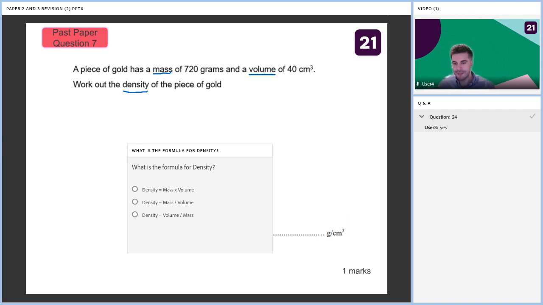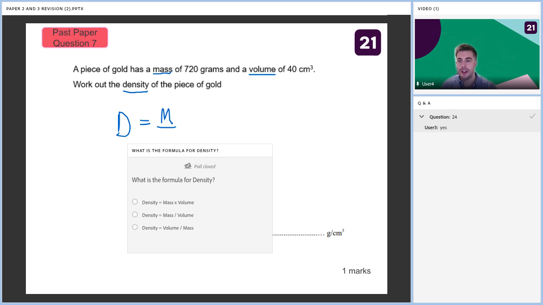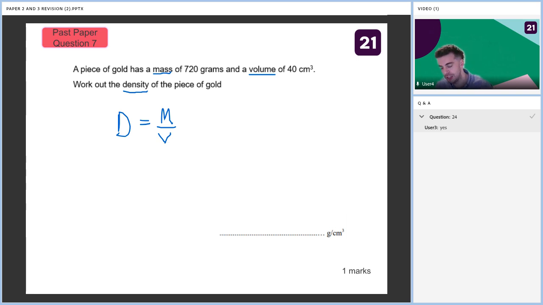We've got a slight favourite with density equals mass divided by volume, which is indeed the correct formula. Okay, density equals mass divided by volume. A very, very important formula. Density is a really, really common topic on the calculator papers. So if it doesn't come up tomorrow, there's a very strong chance we'll be seeing it in paper 3.